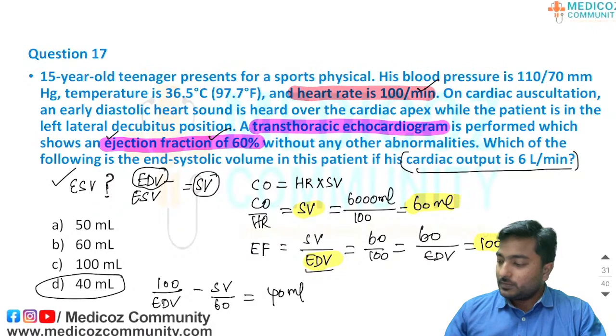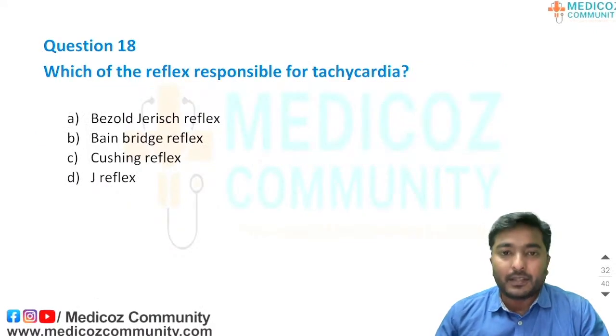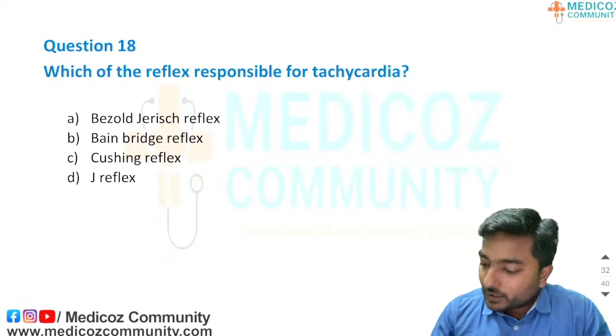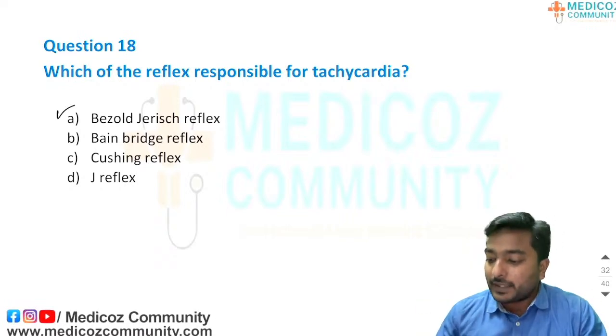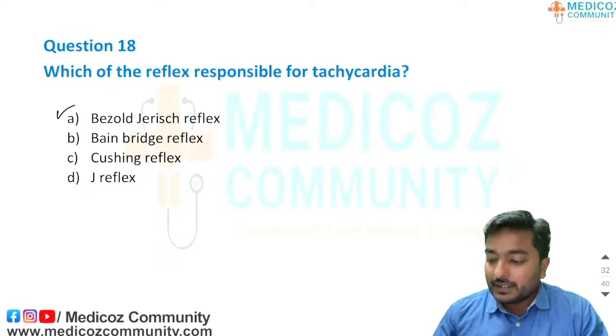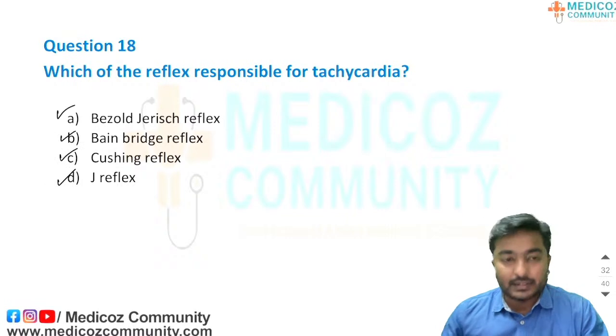Okay. Moving on to the next question. Which reflex is responsible for tachycardia? Option A, Bezold-Jarisch reflex, option B, Bainbridge reflex, option C, Cushing reflex, option D, J reflex. Which could be the answer? Guess, guys. Guess.